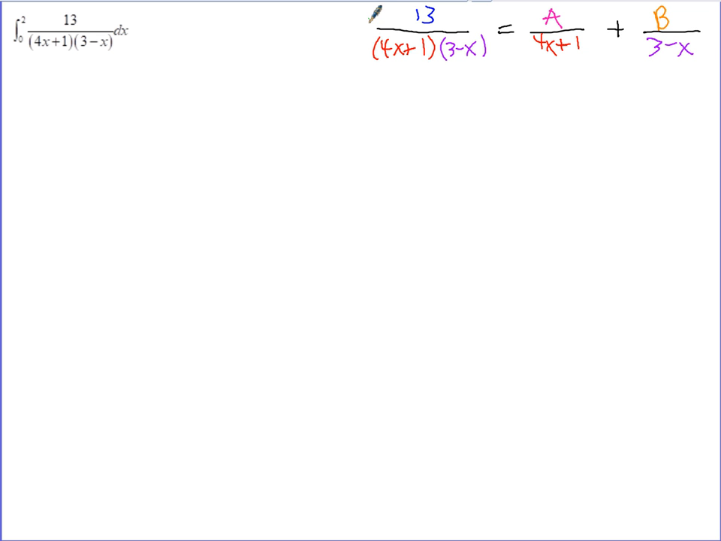And again, to solve this, first wipe out the fractions: multiply the whole equation by the least common denominator, which has 4x plus 1 and 3 minus x. So that would just leave you with 13 on this side. Then on this next term, the 4x plus 1's reduce out, so you're just left with A times 3 minus x. Plus, here the 3 minus x is reduced out, so you're just left with B times 4x plus 1.